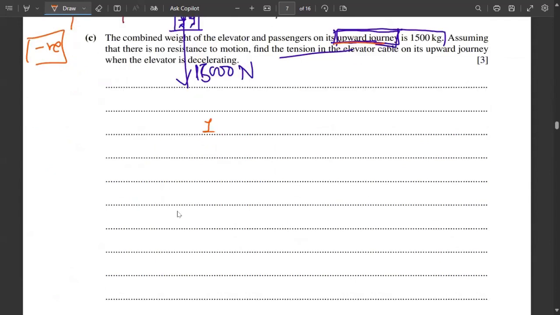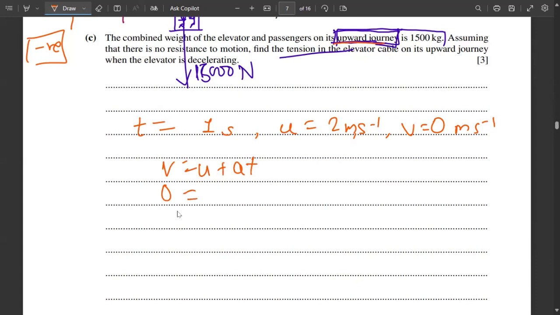Time is 1 second. The initial velocity is 2 meter per second, and the final velocity is 0 meter per second. What we need to find out is the acceleration. V equals U plus AT. V is 0, U is 2, A we don't know, we have to find it out, and T is 1. Therefore, minus 2 equals A. Therefore, acceleration is minus 2 meter per second square.